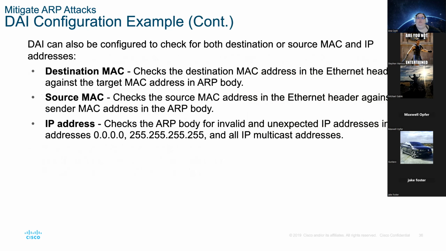DAI can also be configured to check for both destination or source MAC and IP addresses. Destination MAC checks the destination MAC address in the Ethernet header against the target MAC address in the ARP body. Source MAC checks the source MAC address in the Ethernet header against the sender MAC address in the ARP body, and IP address checks the ARP body for invalid and unexpected IP addresses, including 0.0.0.0, all of the 255s, and all IP multicast addresses. So basically, it's just checking for things that it knows are going to be invalid.